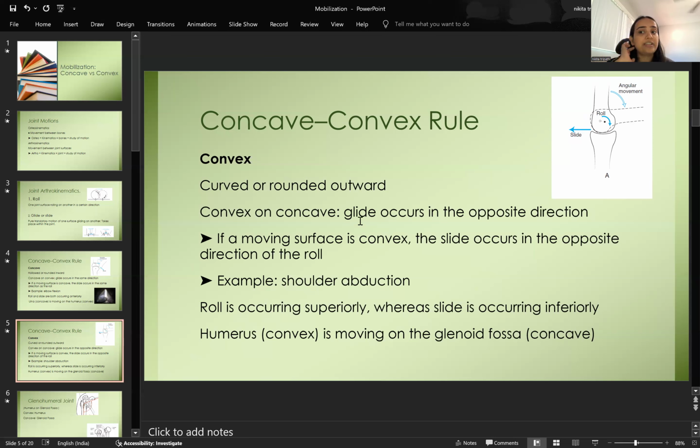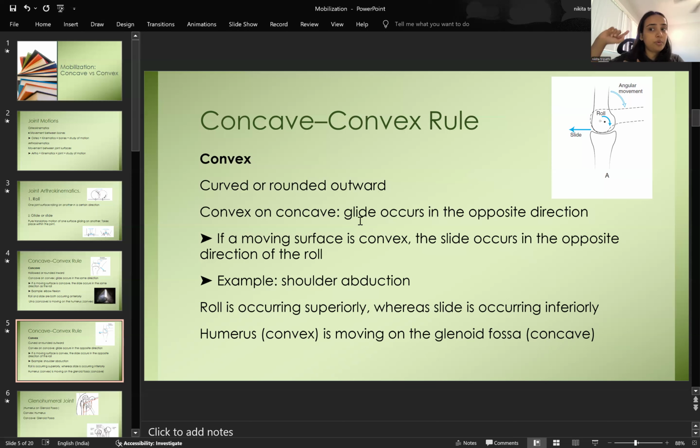Okay, so these are the concave convex rules. When concave is moving, cave, same: rolling and gliding happen in the same direction. When convex is moving on concave, opposite: rolling and gliding occur in opposite directions. So these are the two main points of the convex concave rule. Now, before this, osteo means bone.